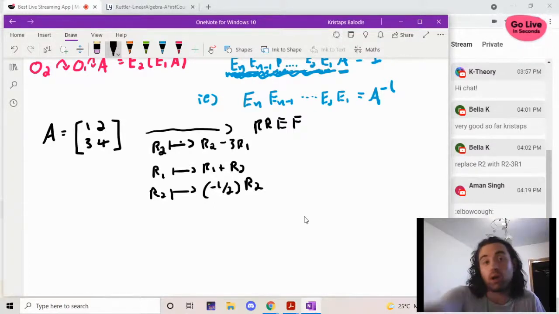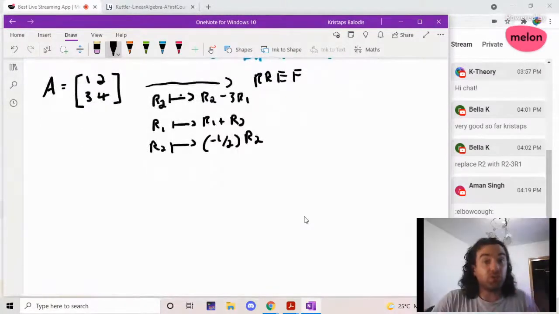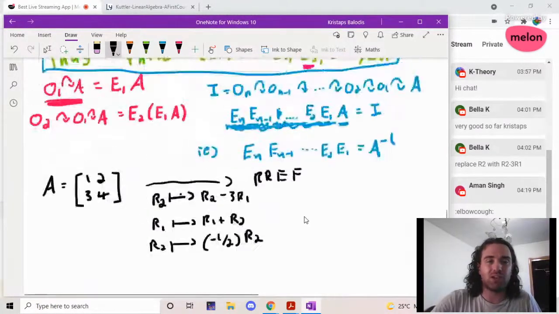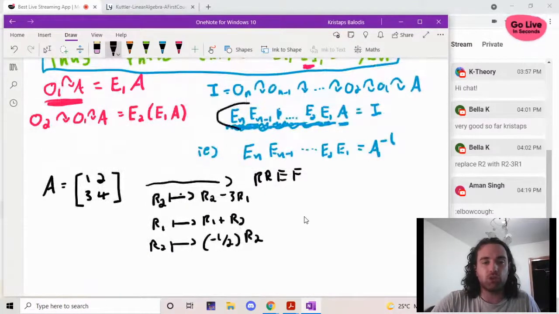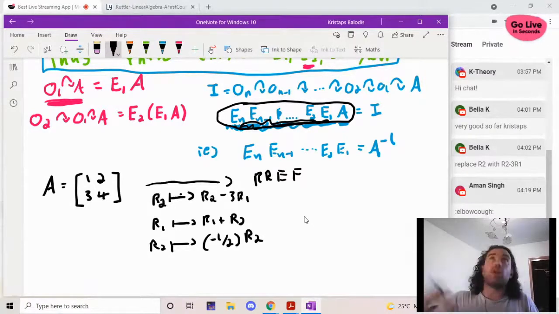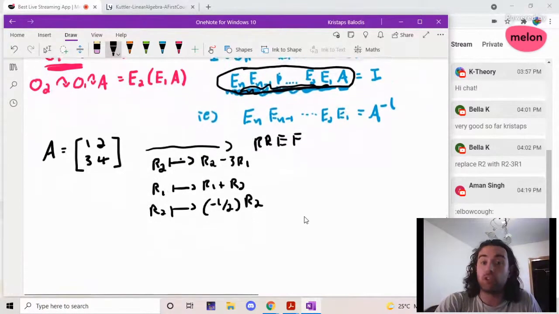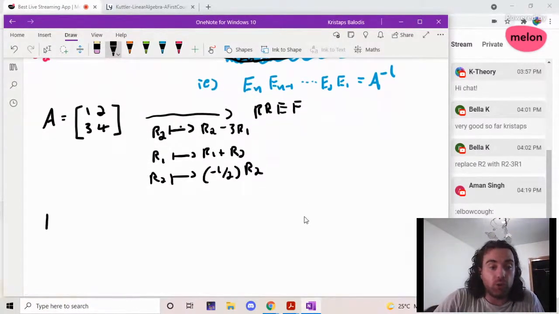So another way to look at what that means: if what I just told you above is true, then we should be able to find a bunch of matrices that, if we multiply them together, will give us A inverse. And even better, we know exactly what those matrices should be. So E1 should be the matrix of the first row operation that we applied to the identity, right?